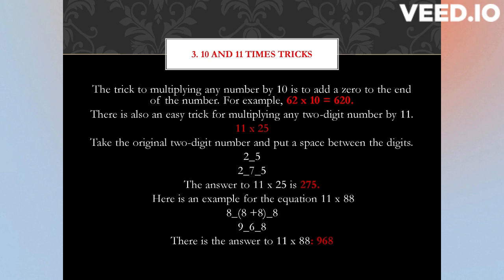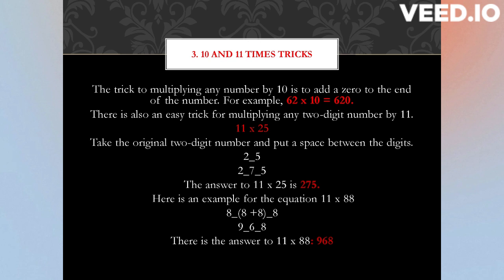Sometimes, when you add 2 and 5, you get 7, which is a single digit number. But suppose the next example is 11 into 88. How to do this? Here 8 and 8, when you add them, you get a double digit number. 8 plus 8 is 16. So you write 6 in the middle and carry over the 1 to the hundreds place, that is 8 plus 1, you get 9. So the answer for 11 into 88 is 968. Okay, got it, children?